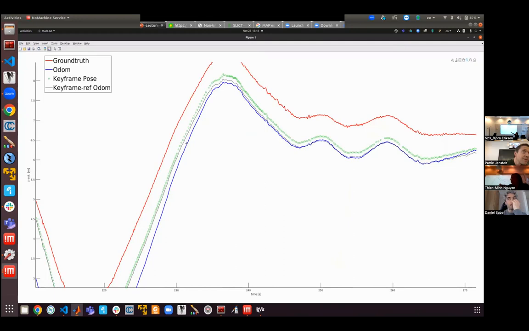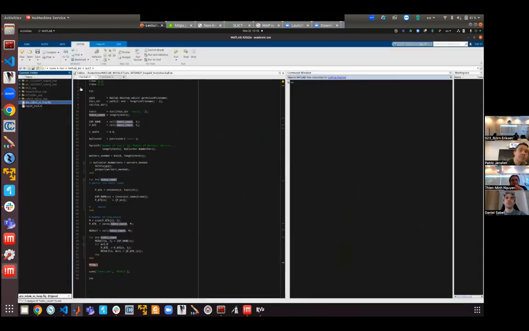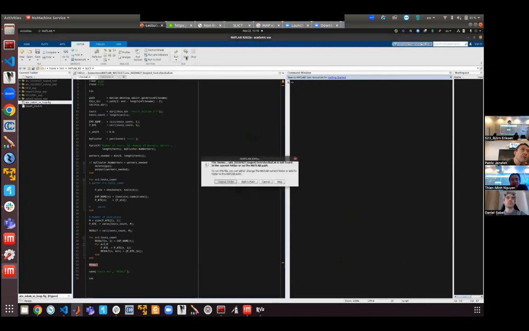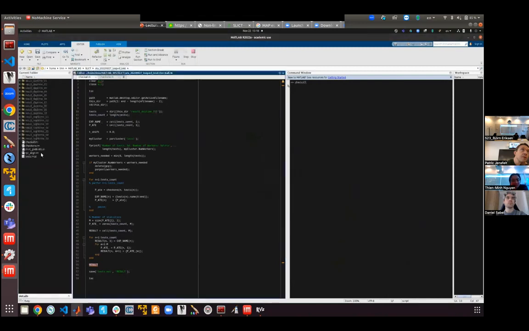So remember the error for these experiments is the same as this one is... so can you see the number?